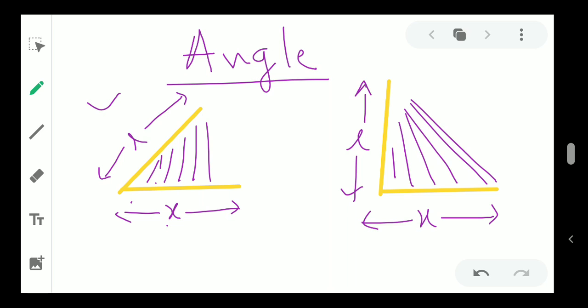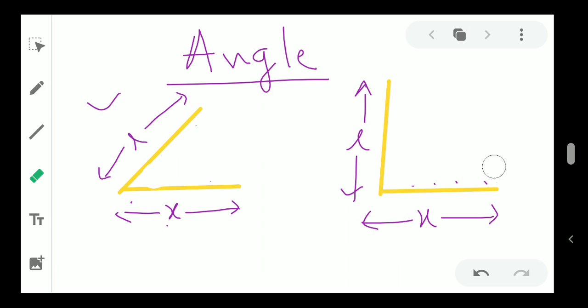So something must be there to measure this closeness, right? So that's why we have angle. Angle is something that can measure how close the two lines are. So angle is measured like this. This amount is called angle. So angle is created at the intersecting point of two lines. So this is also an angle.